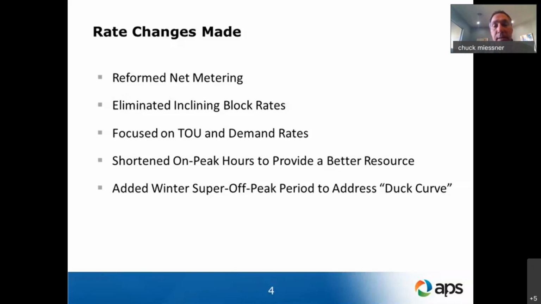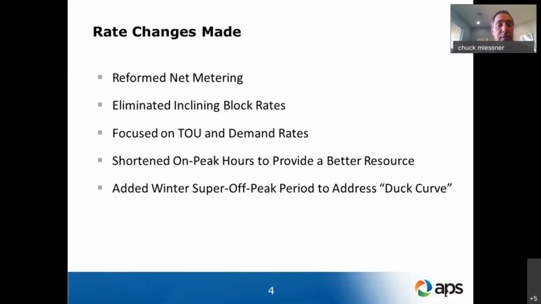These were put in place way back when. Certainly they were popular in the 1970s after PURPA to help stimulate energy efficiency. But they wreak havoc with what we're trying to do today with demand response and other attributes in trying to be a real resource for a utility or for a grid. And this is the big problem. I'll talk a little bit about eliminating inclining block rates and why it's so hard to do. But that's what we did at APS.